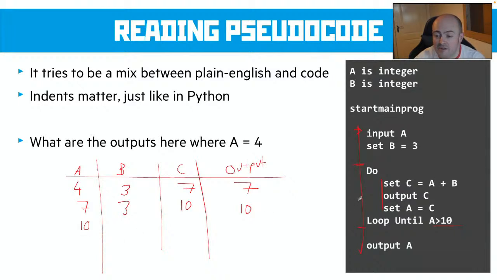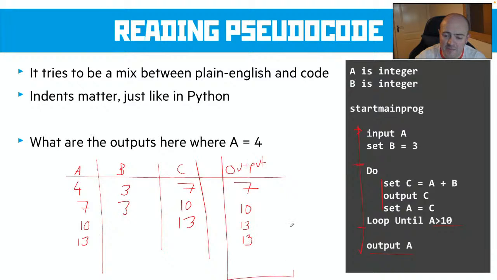We're going to go back up to the top of the loop. C equals A plus B. So that's going to be 10 plus 3, which is 13. Output C, 13. A becomes C, so A is 13. And is A greater than 10? Well, now it is. So we get out of the loop and we do this. Output A. A is 13.